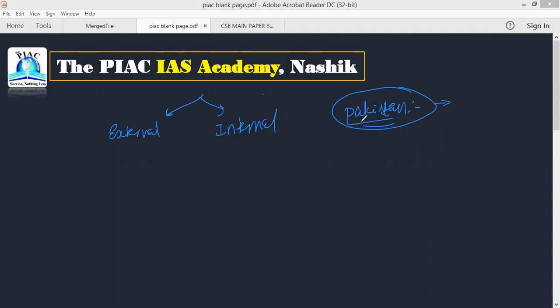Okay, so that is how the states and the non-state actors, here the terrorists, are influencing our internal security. How our internal security is being disturbed, how it has come into danger due to the non-state actors.